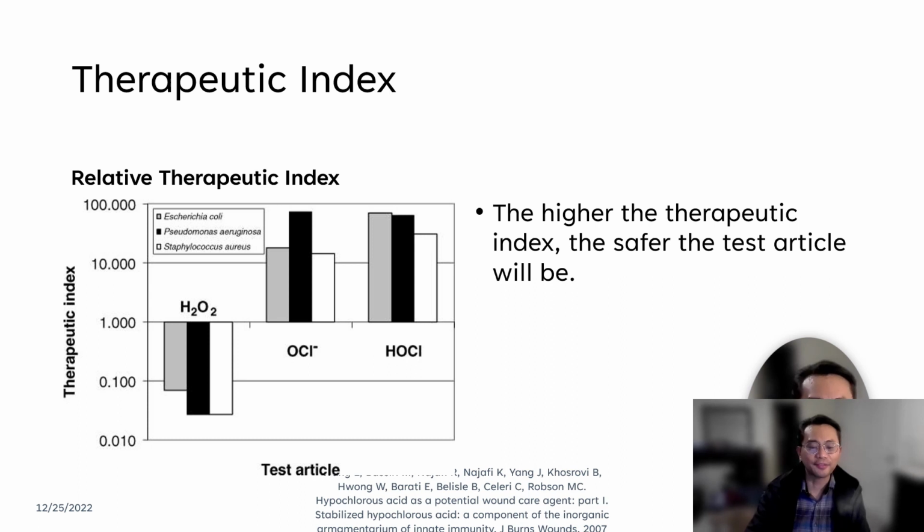In the graph presented in this slide, you would see that the relative therapeutic index of hypochlorous acid, when applied to these three organisms, is very large. So the higher the therapeutic index, the safer the test article would be.